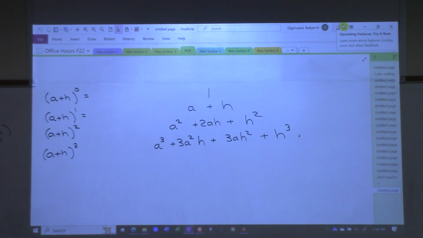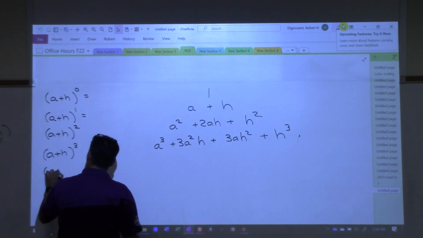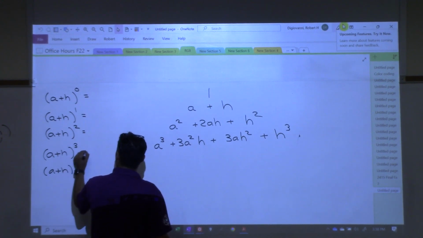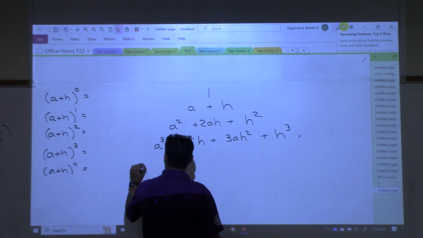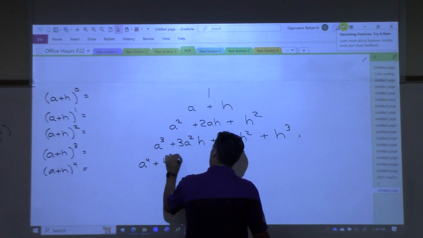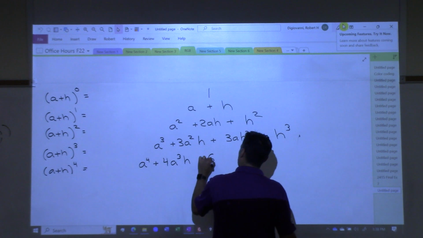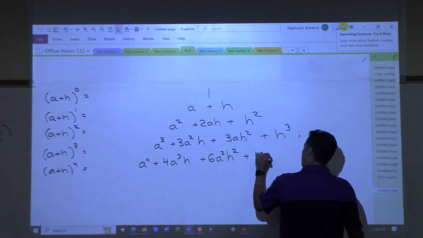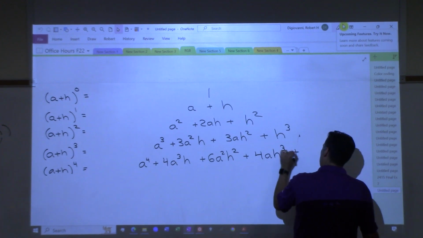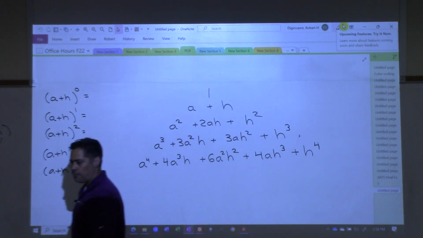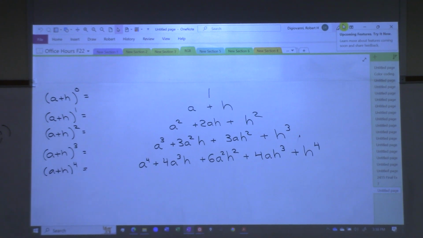I'll do one more. A plus h to the 4th power. This is a to the 4th. This is the one we just did, right? Plus 4a cubed h plus 6a squared h squared plus 4ah to the 3rd plus h to the 4th. Nicholas got that for us, right?